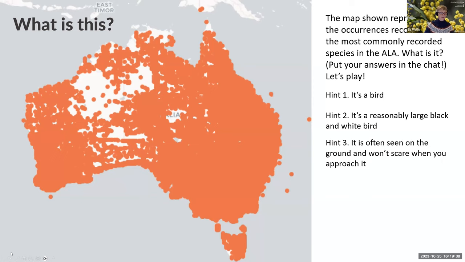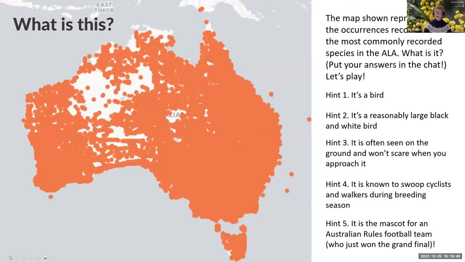All righty. It's known to swoop cyclists and walkers during the breeding season. And finally, it's the mascot for an Australian rules football team who just won the grand final, which will mean absolutely nothing to anyone outside of Australia who doesn't know what Australian rules football is. But we have a winner. Chandra, well done. It is the Australian magpie, and Gail as well. So here it is, the Australian magpie.